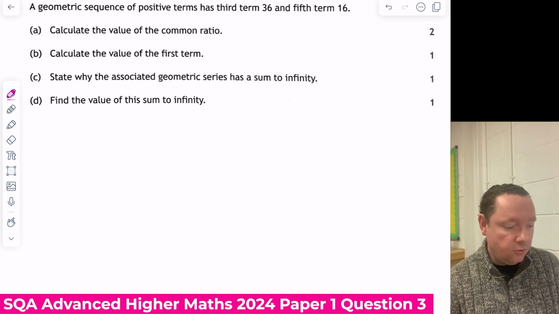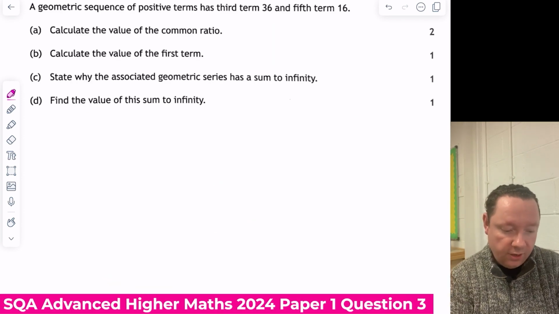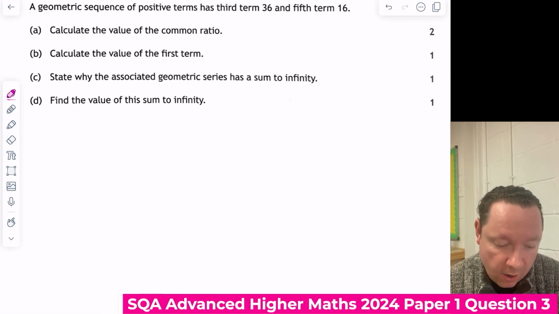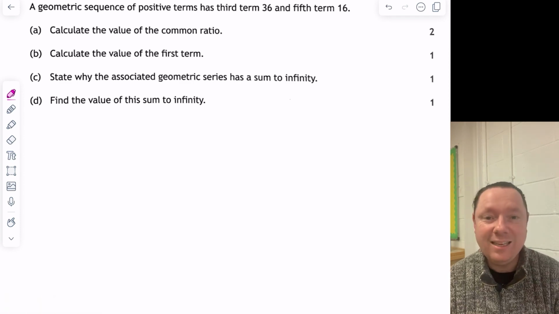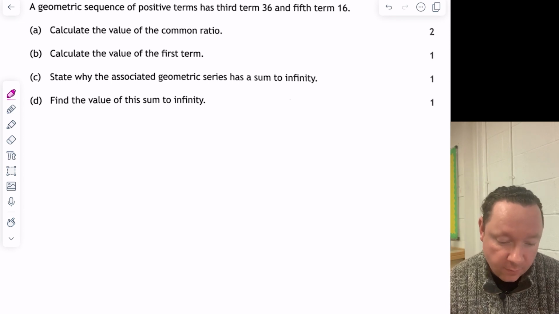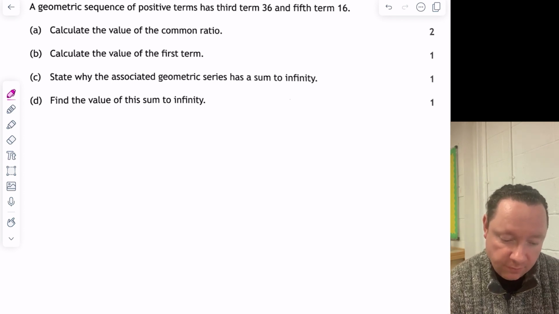SQA Advanced Higher Maths 2024, Paper 1, Question 3. A geometric sequence of positive terms has the third term 36 and the fifth term 16.